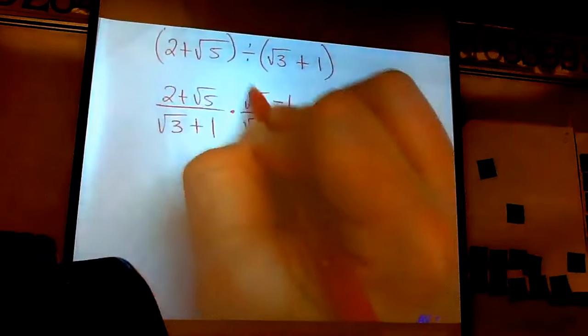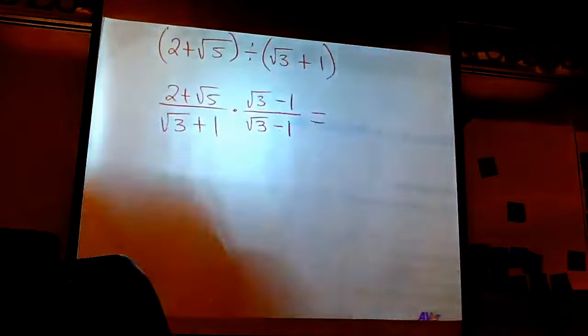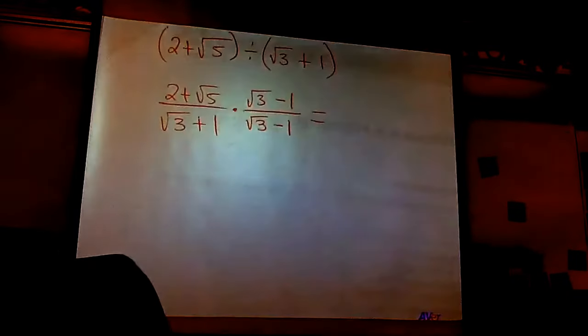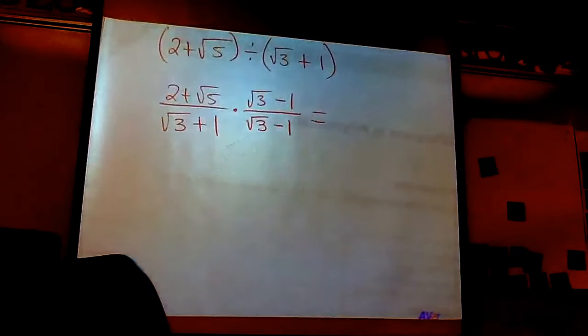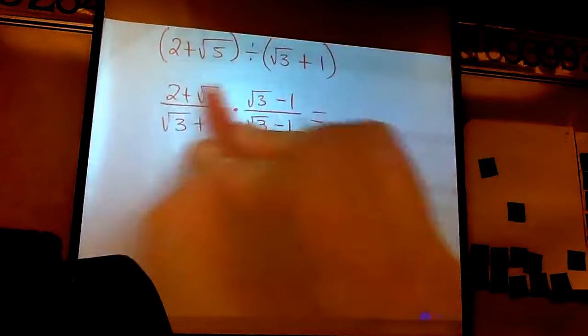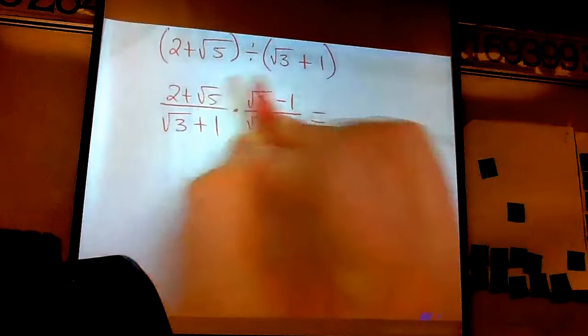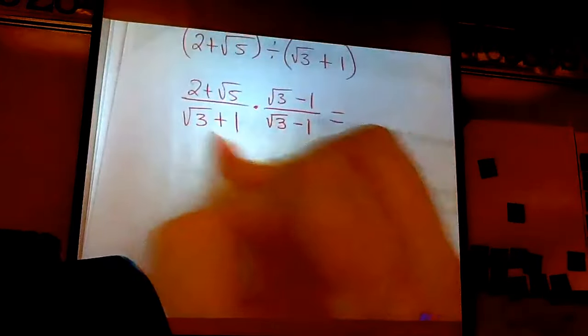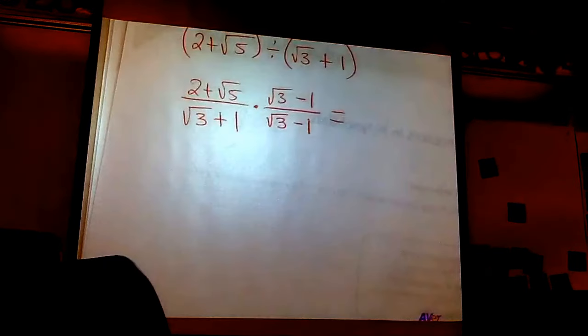Now remember, you have to do the big old distributive property on the top and bottom. This one's a little different. So this times this, this times this, this times this, this times this, all on top, and on the bottom, same thing. Take a minute, try it.